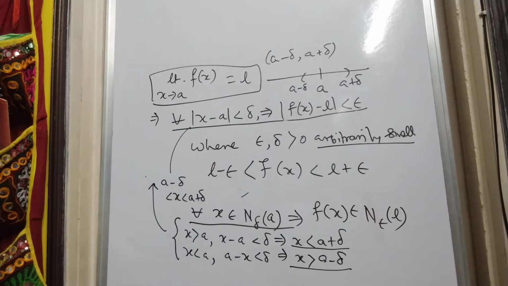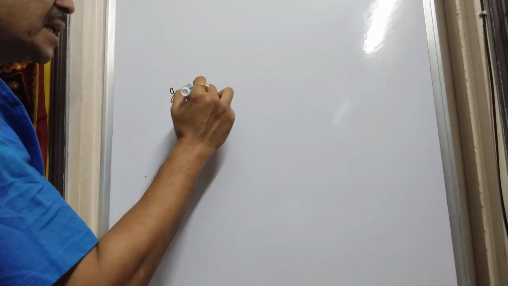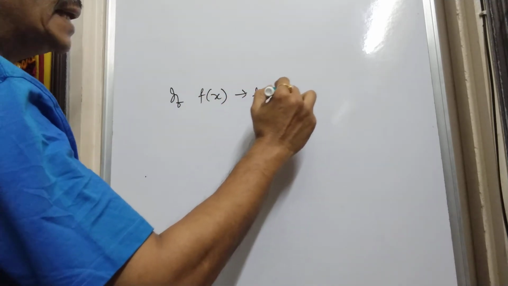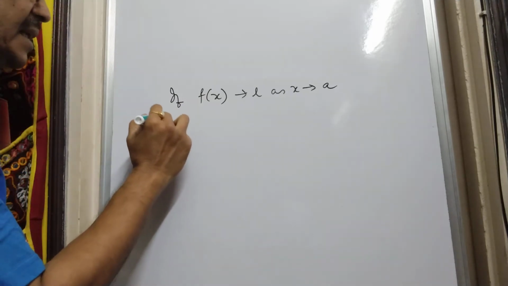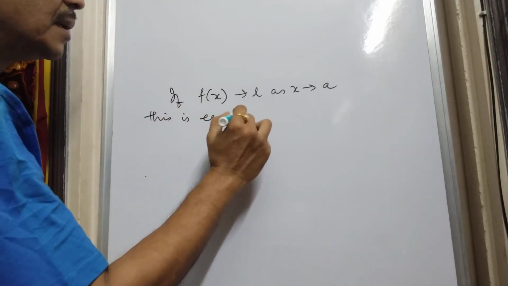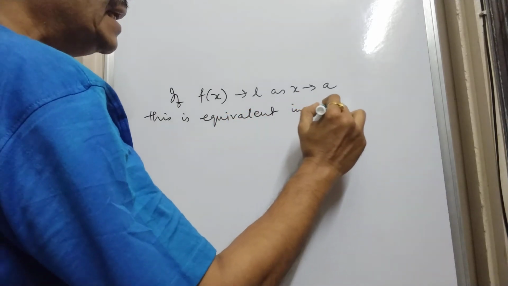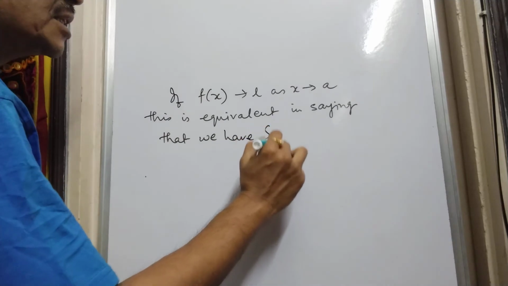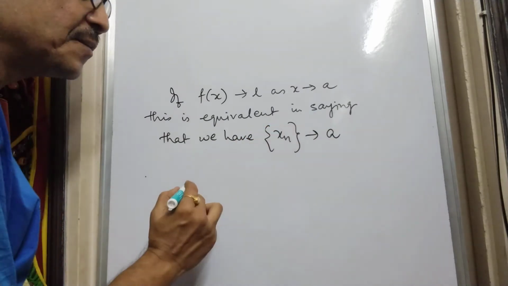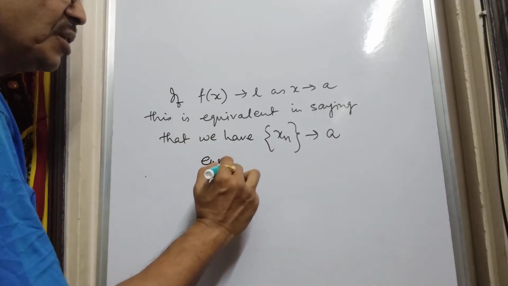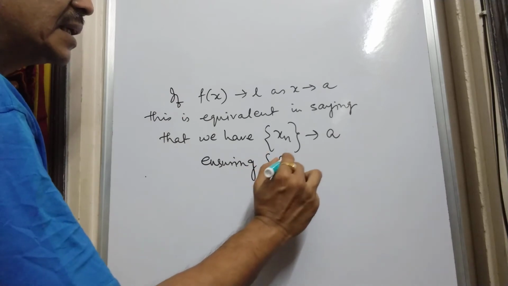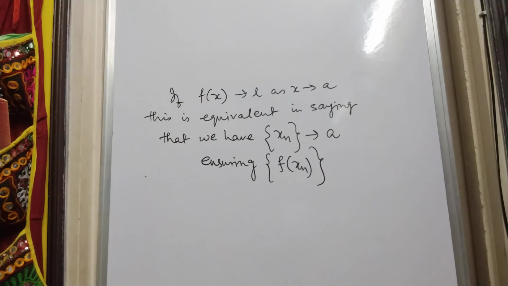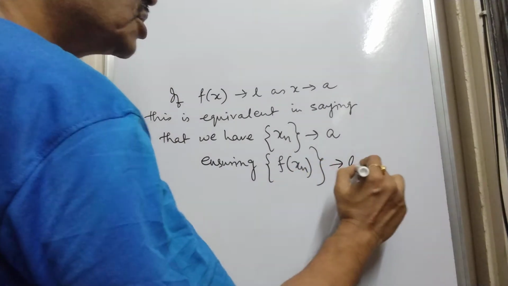We can regenerate this with the concept of sequence of numbers. See how. We say that f(x) tends to l as x tends to a is equivalent to saying that we have a sequence x_n which tends to a, ensuring that the sequence f(x_n) tends to l.